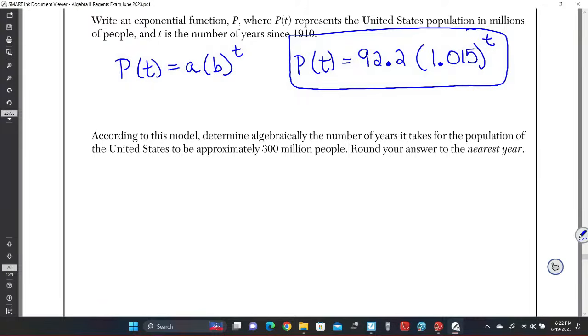According to this model, determine algebraically the number of years it takes for the population of the United States to be approximately 300 million people. Round your answer to the nearest year.